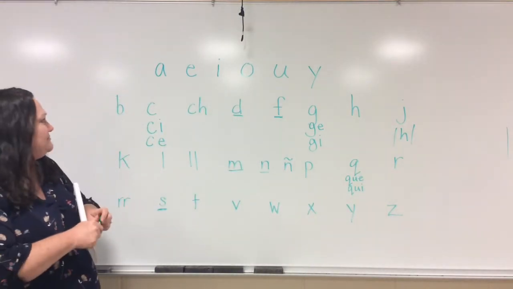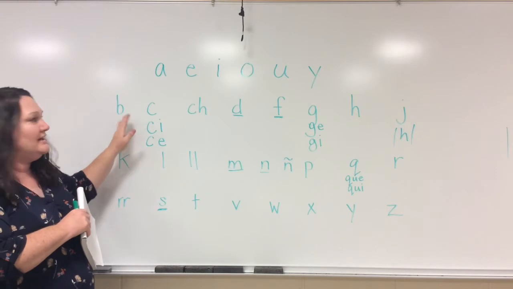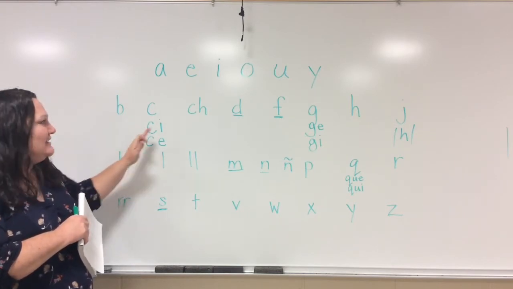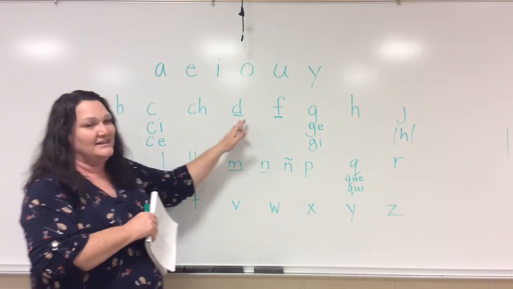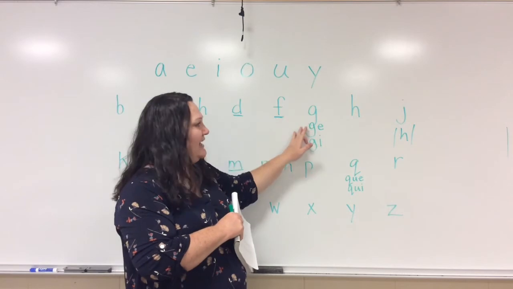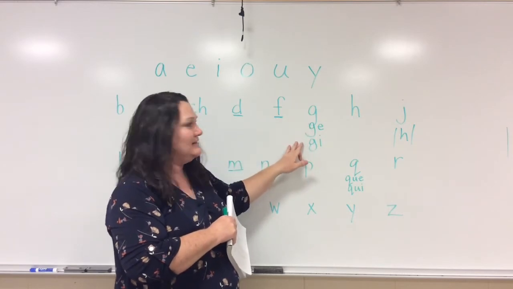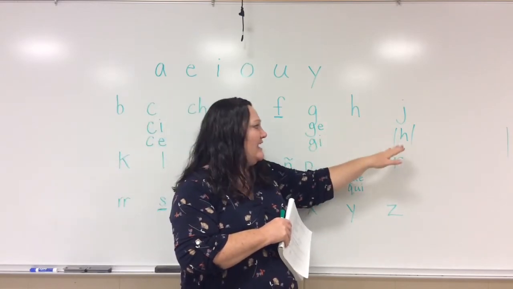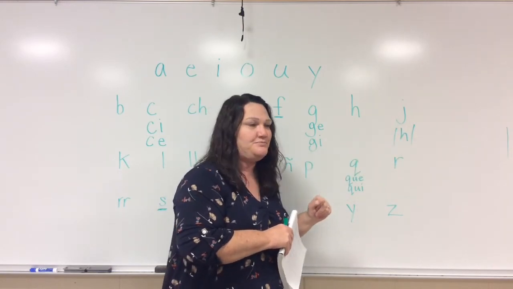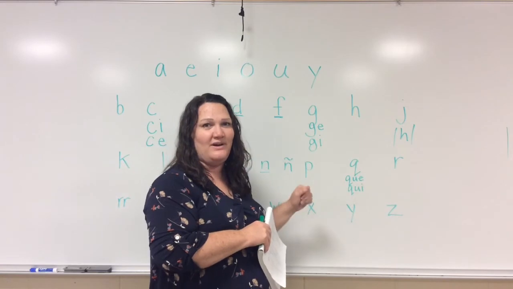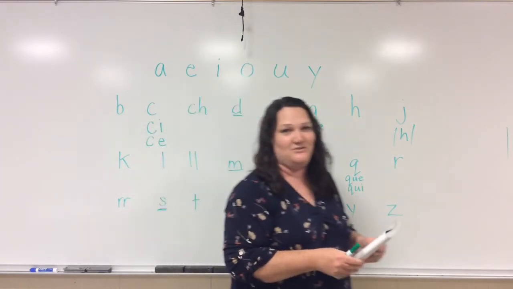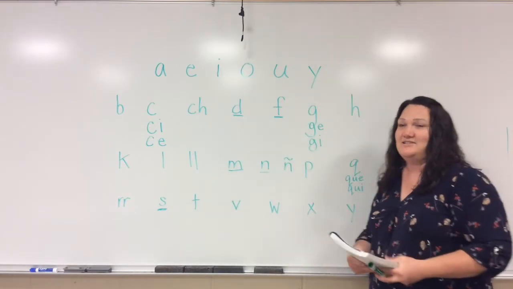The first row, we got B, K, C, Se, Ch, D, F, G, He, He, no sound, and okay, so that's our first row of that. Now, if you want to keep practicing that, go ahead and pause the video now, and then we will go to the next row. All right, so you ready for the next row?